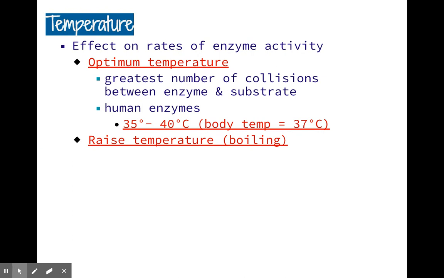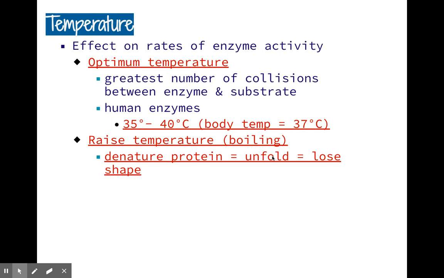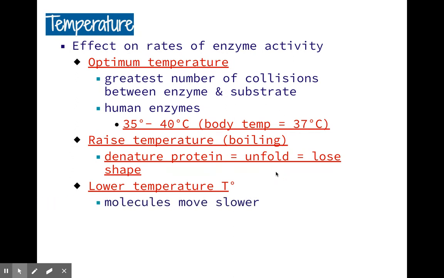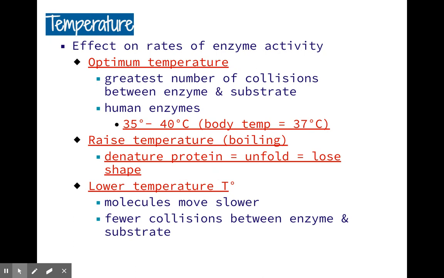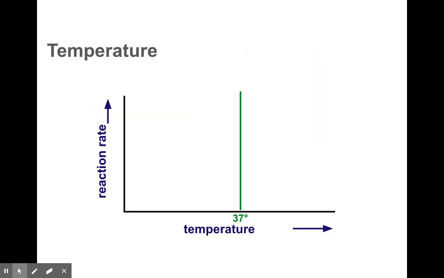Now, if I raise the temperature to boiling point, I can then denature the protein. If I denature the protein, it unfolds and it loses shape. So if I increase my temperature, I cause the enzyme to unravel. If the enzyme starts to unravel, then it can no longer break apart any molecules. However, if I lower the temperature, the molecules move slower. There are fewer collisions between the enzyme and the substrate.